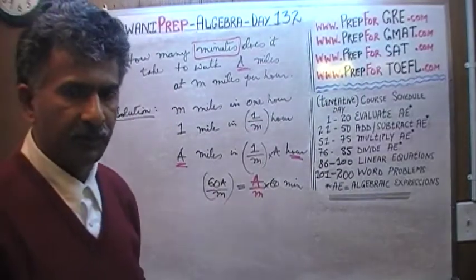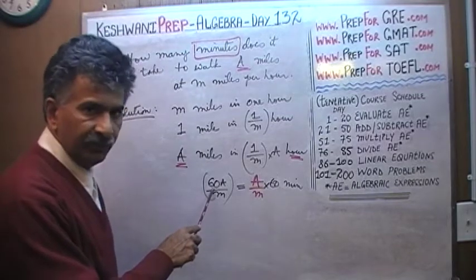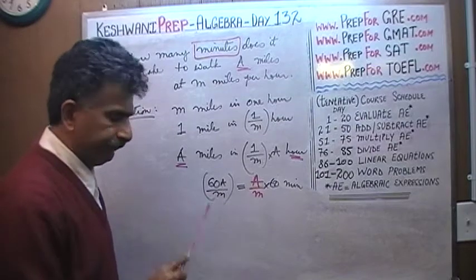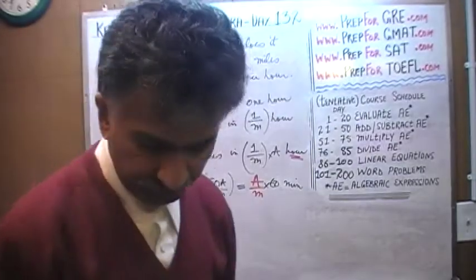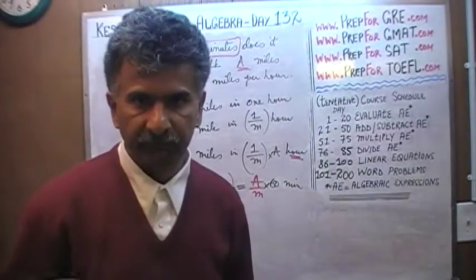This is how the problem will appear, because the convention in algebra, the convention in mathematics, is that you always state the constant first. 60 is the constant, the known quantity, first, and then the variable. Let's verify this answer. I want to make sure that we did the right work.